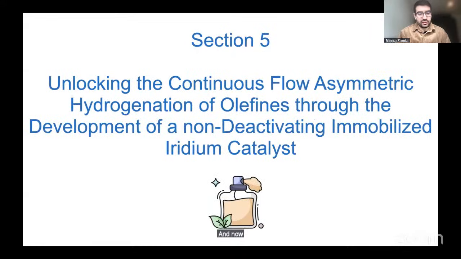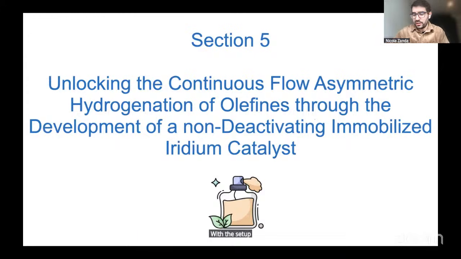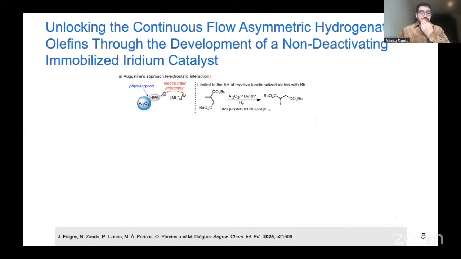Now this is the new section that I added because this is also related to the use of gases in continuous flow with the setup that we already showed. And that is also related as an evolution of what was developed. So this actually comes from a collaboration of our group with the group of Montserrat Dieguez, also based in Tarragona. And what we wanted to achieve was an asymmetric hydrogenation in flow with an immobilized iridium catalyst.